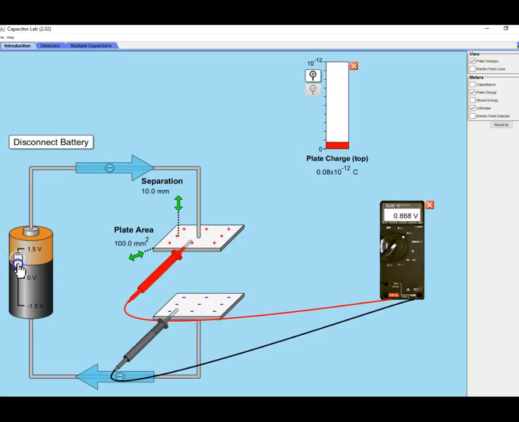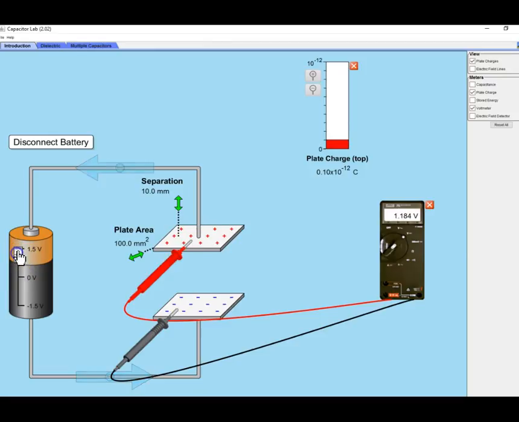As I decrease the voltage more, I have less and less charge. As I eventually go down to, say, 0 volts, I'll have no plate charge on here. So there's some kind of relationship that exists between the charge on the plates and the voltage that is across the battery. It appears that if I increase the voltage, I will increase the charge.